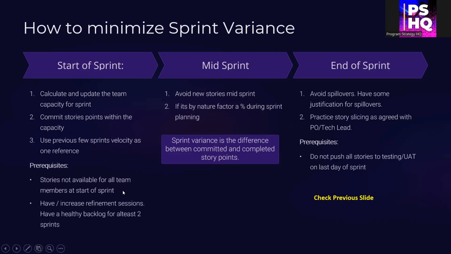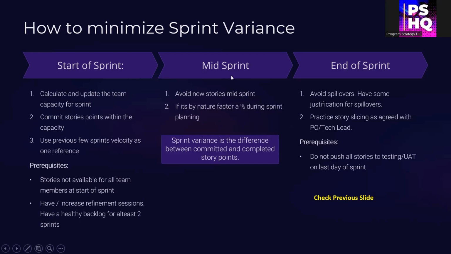We need to have stories at the start of the sprint itself, and it is good practice to have stories at least for 2 sprints in the future. That's the healthy backlog, a deep backlog which contains stories for the next 2 sprints. That's a good practice to follow.